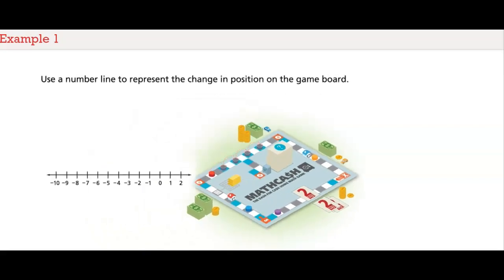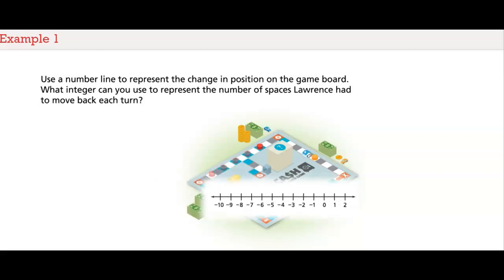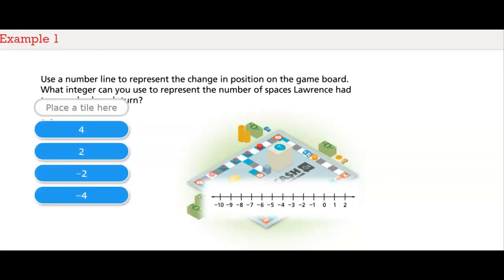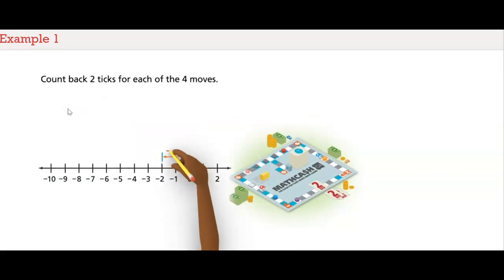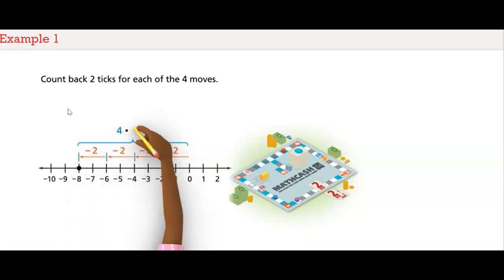You can use a number line to represent the change in position on the game board. 0 represents the starting position. What integer can you use to represent the number of spaces Lawrence had to move back each turn? Select your answer. Then you count back 2 ticks for each of the 4 moves. The total change in position on the board is 4 times -2.